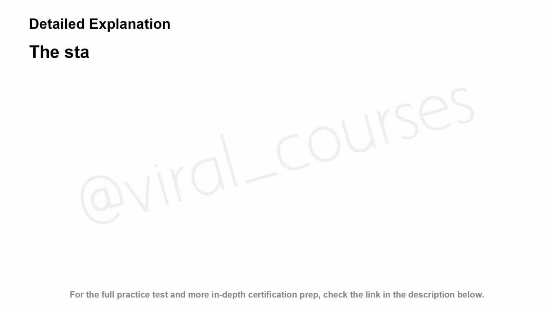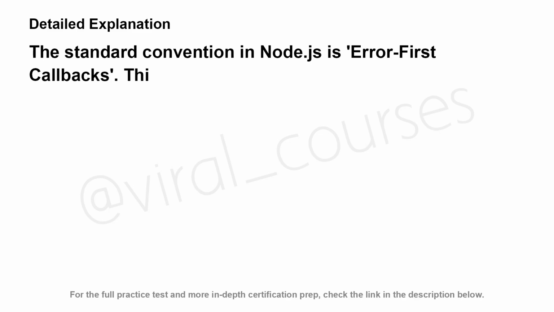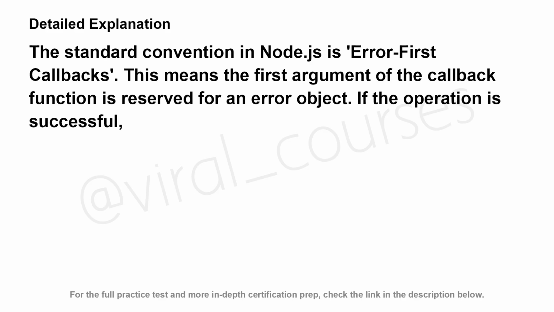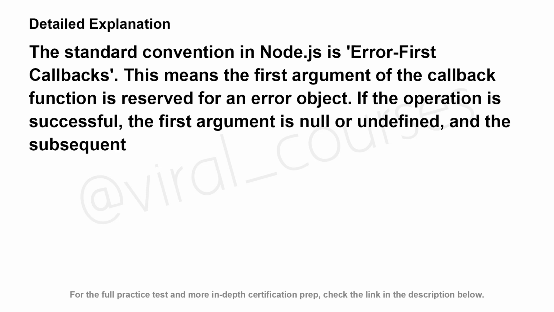The standard convention in Node.js is error-first callbacks. This means the first argument of the callback function is reserved for an error object. If the operation is successful, the first argument is null or undefined, and the subsequent arguments contain the data.